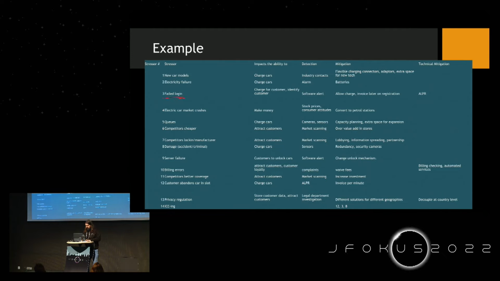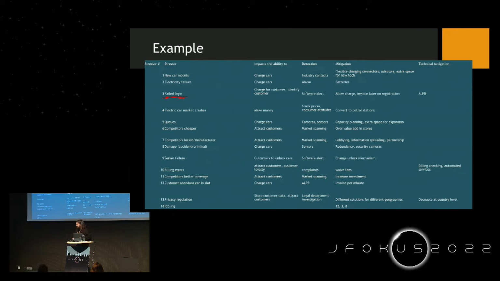The third stressor is what happens when the login fails. When the login fails, you've got a rich, angry customer with a half ton of metal in front of a car charger. They're not going anywhere because they're not charged. There's going to be a queue behind them. This is massively irritating. It turns out to be a huge problem in the naive architecture because these key fobs are very sensitive to magnets and rain and cold and all of those things. So we have to change.